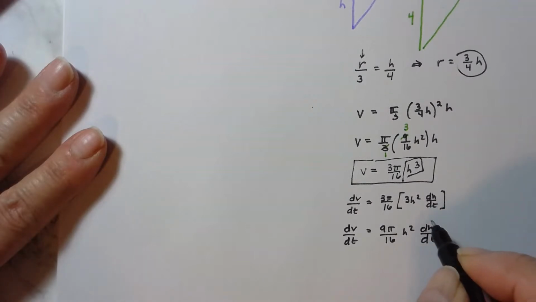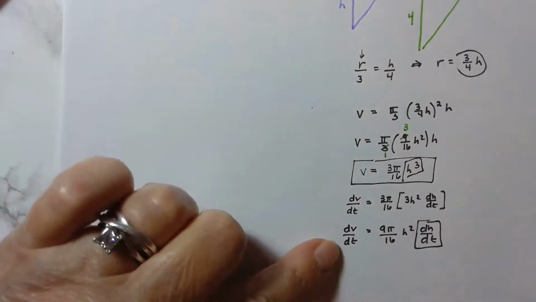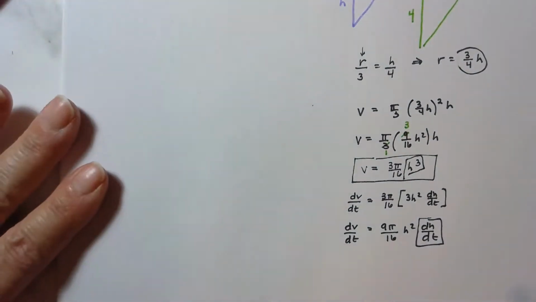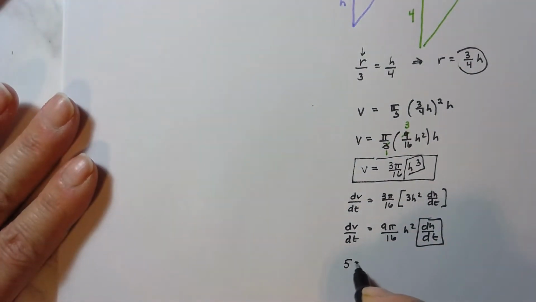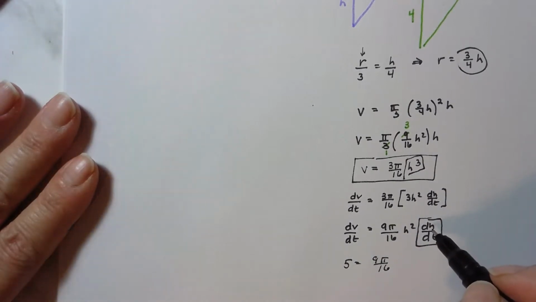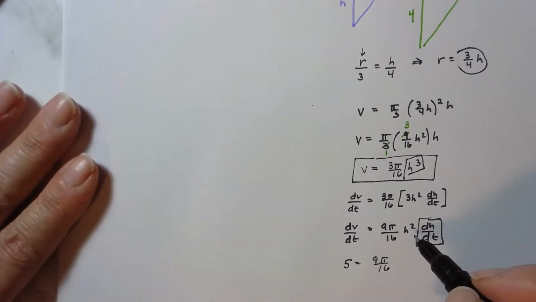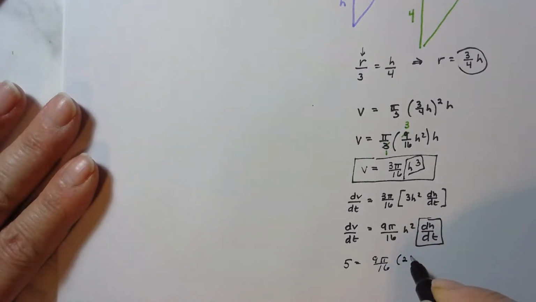Now, I'm looking for dh/dt. This is what I want to solve for. And I know dV/dt because they gave it to me. It's 5, so I'm going to plug that in. I want to find the rate at which the depth or height of the water is changing with respect to time when the depth is 2. So I can go ahead now and plug in my 2 and then solve for dh/dt.